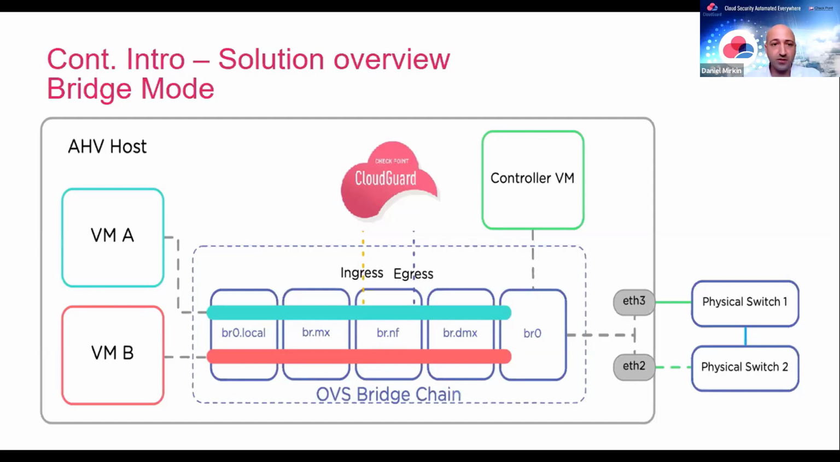So the bridge network functions have the ingress and egress interfaces. In the diagram which you see here, the VNF, in this case the Checkpoint CloudGuard security gateway, the virtual machine A traffic is redirected through a bridged CloudGuard security gateway for deep packet inspection and sent along after this inspection to the B virtual machine. And the following configuration is deployed on every AHV host within the Nutanix cluster.